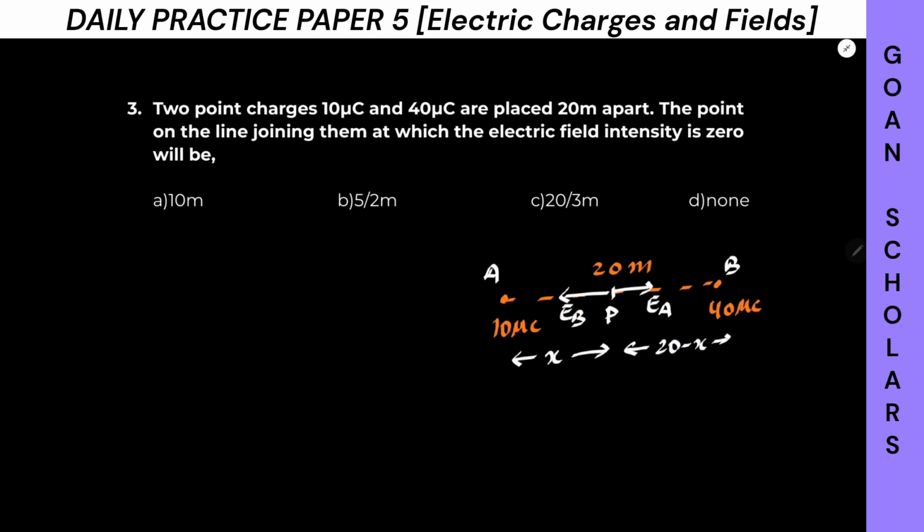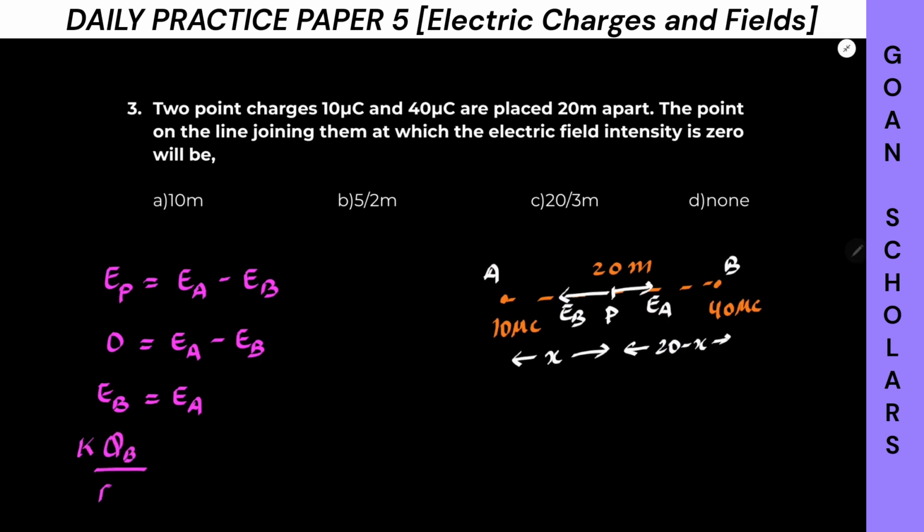So you can take EB minus EA or EA minus EB. Here it doesn't matter because the resultant is 0. So EP is equal to EA minus EB. And what is EP? 0 equals EA minus EB. Taking EB on the other side, it will be EB equals EA. And what is EB? K charge on B upon separation.